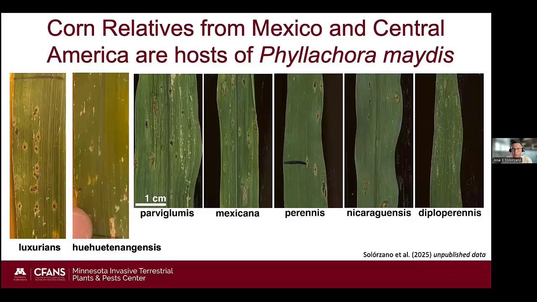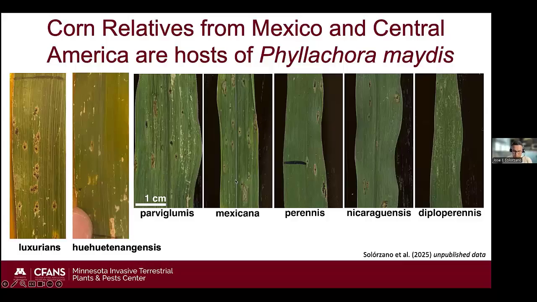So this for us is a very important breakthrough in the understanding of tar spot of corn and also understanding the biology of Phyllachora maydis. And this is very important for us because we know that the fungus that infects corn has the capacity of infecting other plants that are not corn. While we don't have these plant species growing naturally in the continental US, these may play important roles in the development or the spread of this pathogen in Mexico and in Central America, for example.